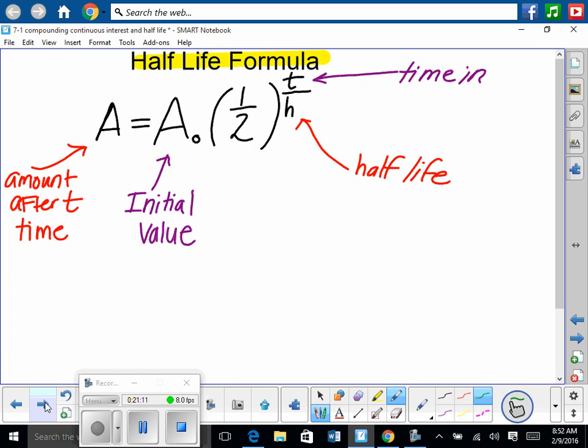And then it's raised to the t over h, where t is the time in, and h is the half-life. You've got to know it's t divided by h. T is the time in, and h is the half-life. And then obviously, it equals A. This is the amount after that time in, so the amount in the end. So get that formula down, then I'll just give you an example, and then we'll be able to finish up the worksheet.